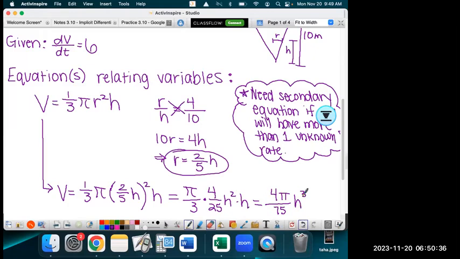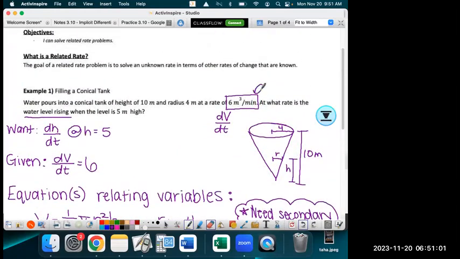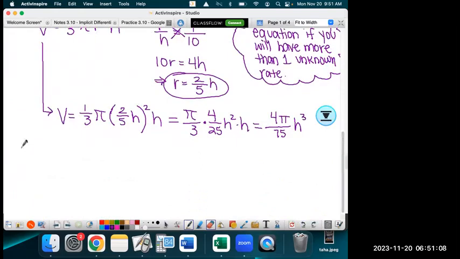Okay, so now we have an equation of volume that is dependent only on h, and we will only have one unknown rate, the volume rate. We know our height rate. So once we have a nice equation where there's only one unknown rate, we can go ahead and compute the derivative with respect to, in this case, time. If it's per minute, that tells me my variable that I'm taking the derivative with respect to. And write that down. We are going to compute the derivative with respect to time.